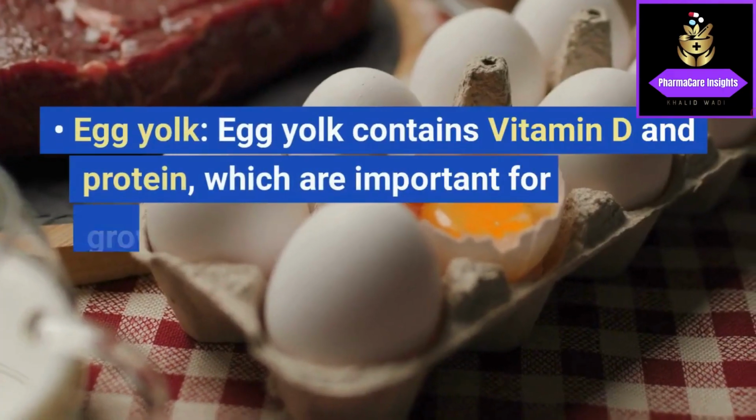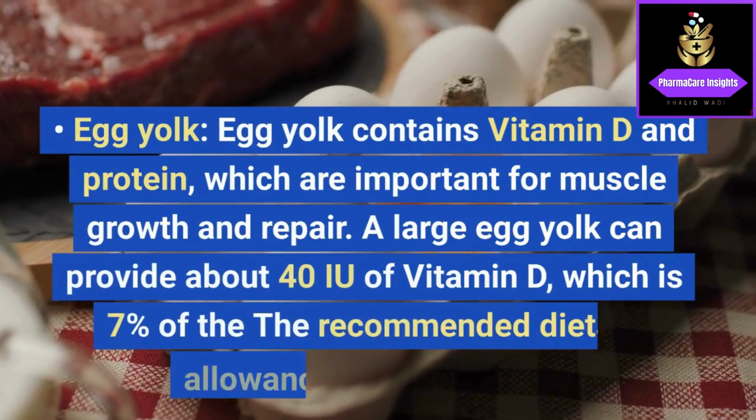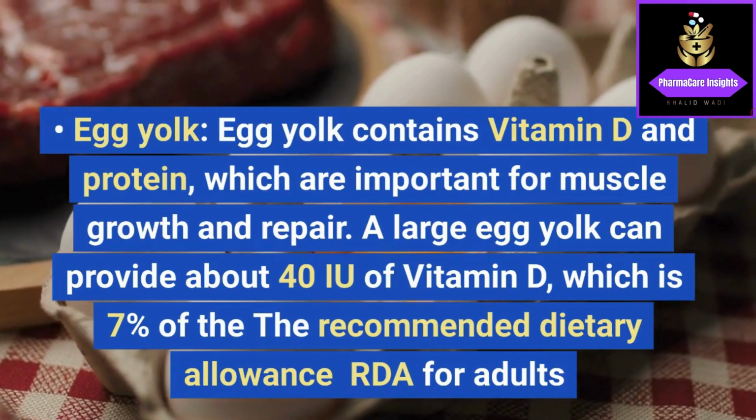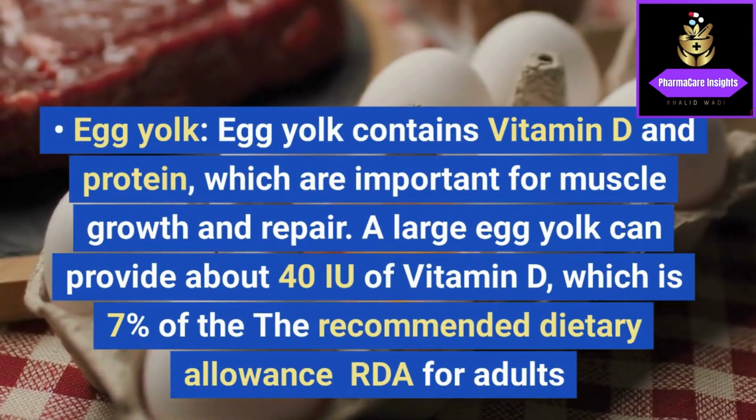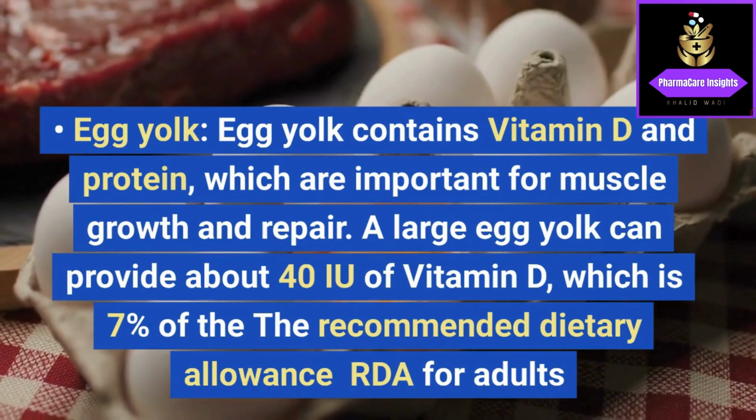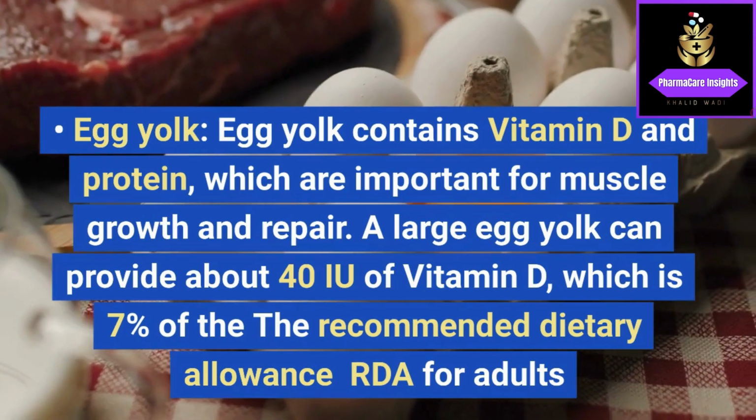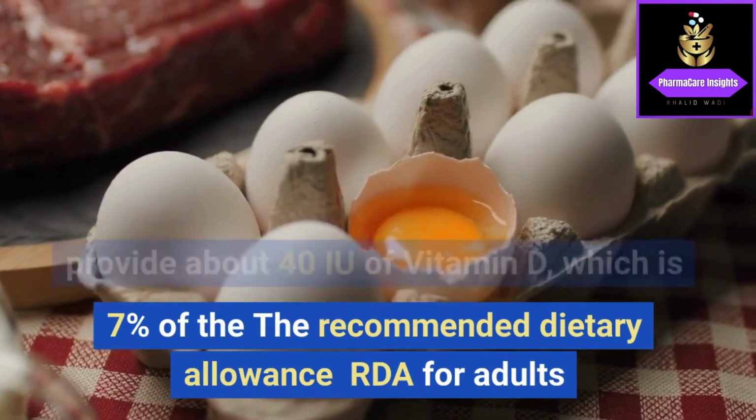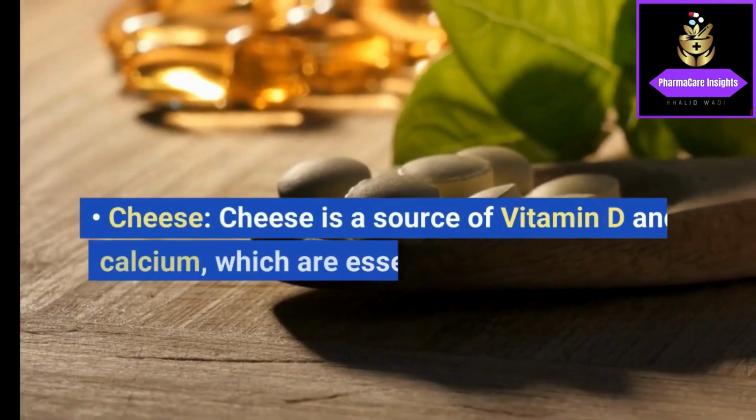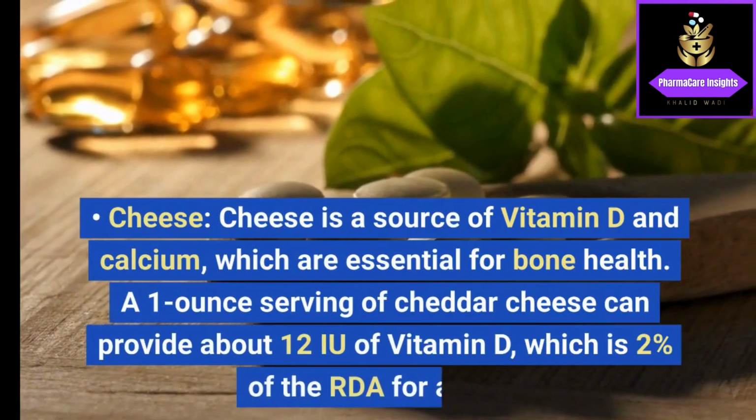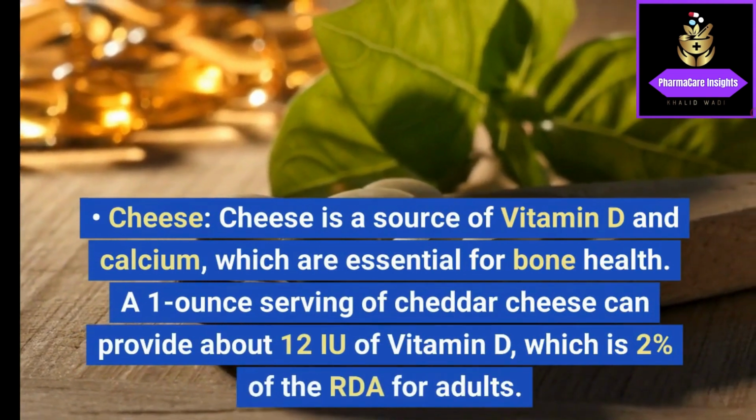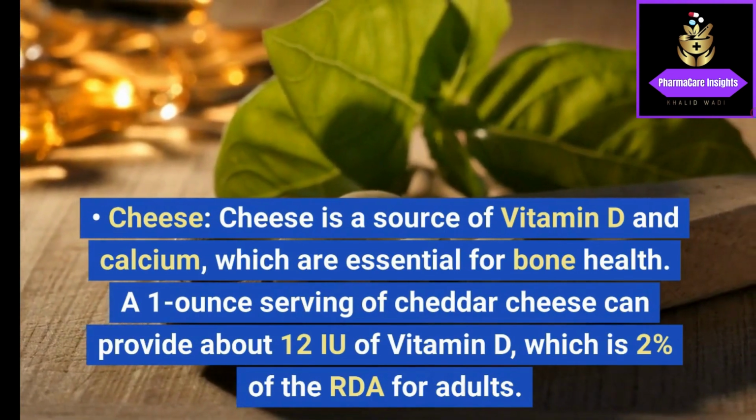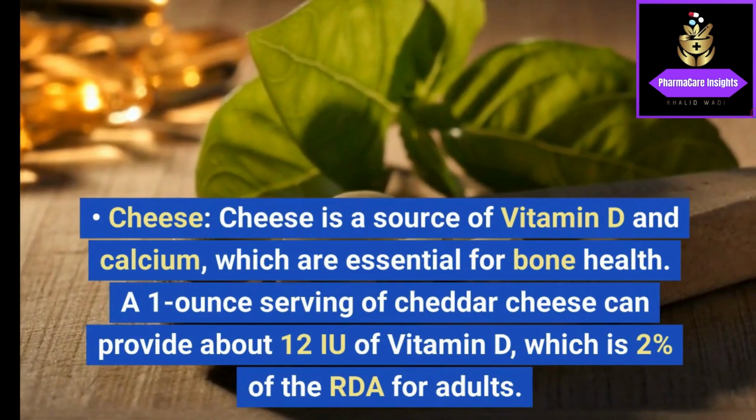Egg yolk. Egg yolk contains vitamin D and protein, which are important for muscle growth and repair. A large egg yolk can provide about 40 IU of vitamin D, which is 7% of the recommended dietary allowance (RDA) for adults. Cheese. Cheese is a source of vitamin D and calcium, which are essential for bone health. A 1-ounce serving of cheddar cheese can provide about 12 IU of vitamin D, which is 2% of the RDA for adults.